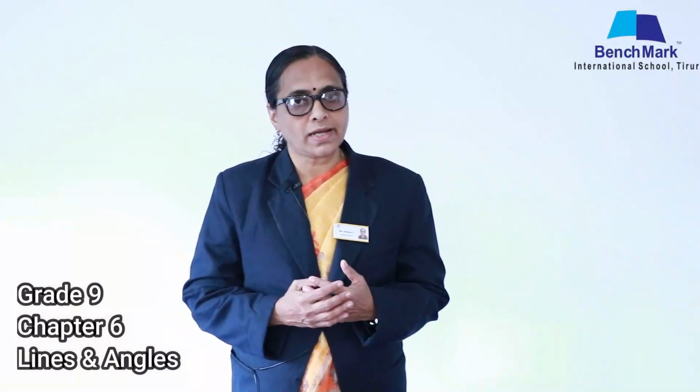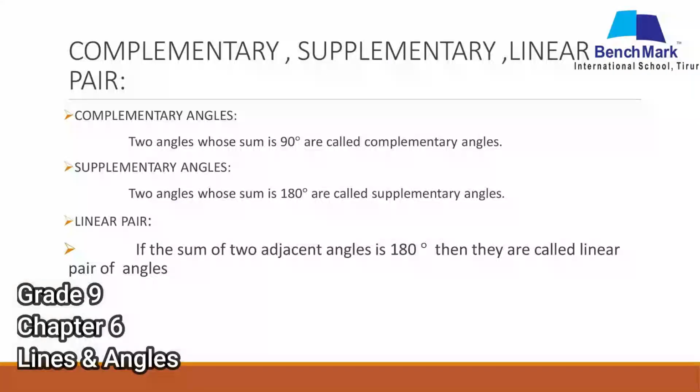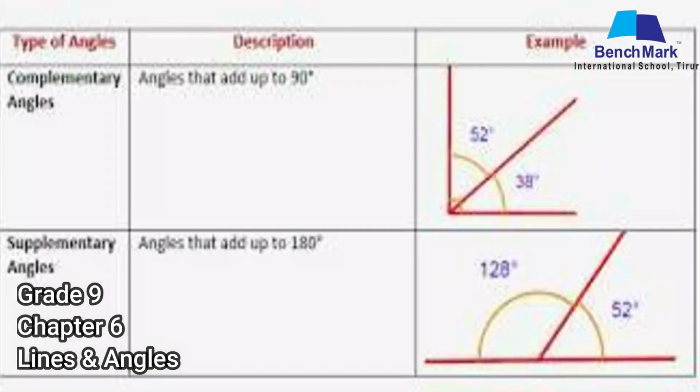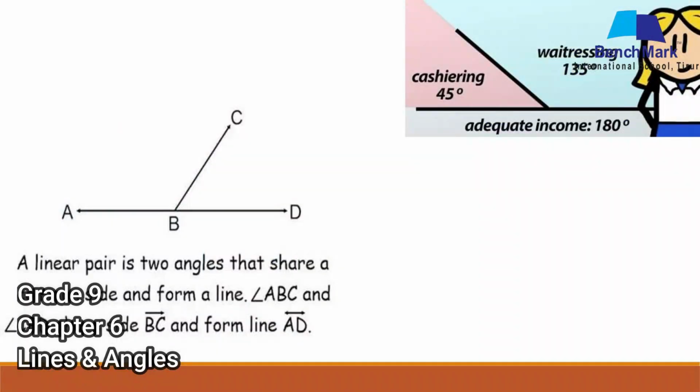What is a complementary angle? Complementary angles are two angles whose sum is 90 degrees. Supplementary angles. What do I mean by supplementary angles? When the sum of the angles is 180 degrees, I call them supplementary angles. And another type of angle is the linear pair. As the name suggests, what do you mean by linear? Linear means straight line. So, a pair of angles whose sum is 180 degrees, I call a linear pair of angles. And the other type of angle is vertically opposite angles.